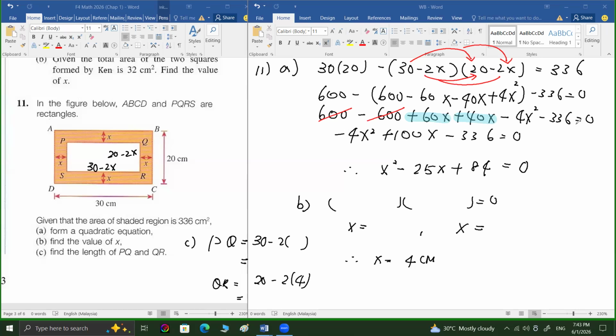Then, to get the general form, no negative in front, remember? General form without negative, and we can even simplify. I change this one to positive first, then all the signs I also have to change. Next, divide by 4. In an exam, if you're asked to form a quadratic equation and we didn't simplify until here, you can't get full marks.